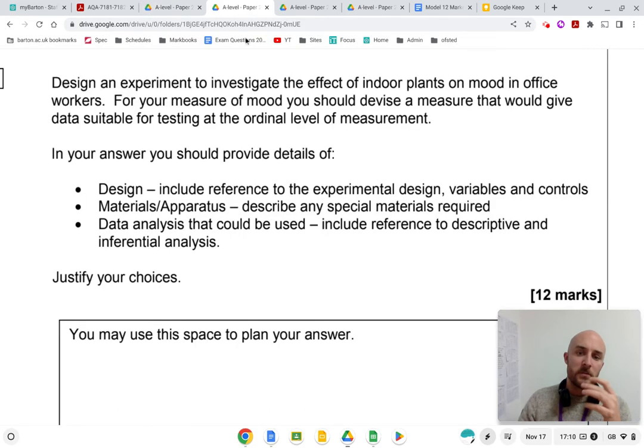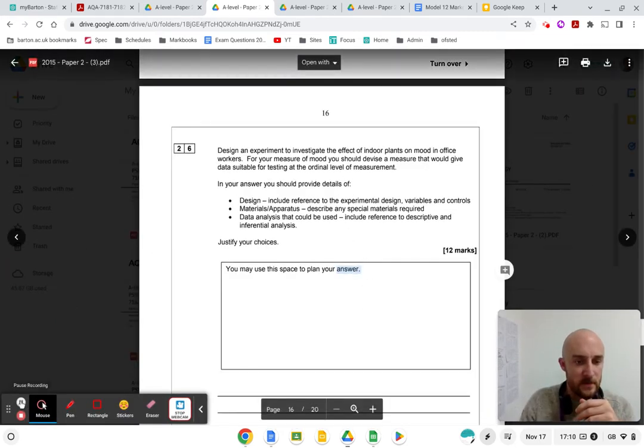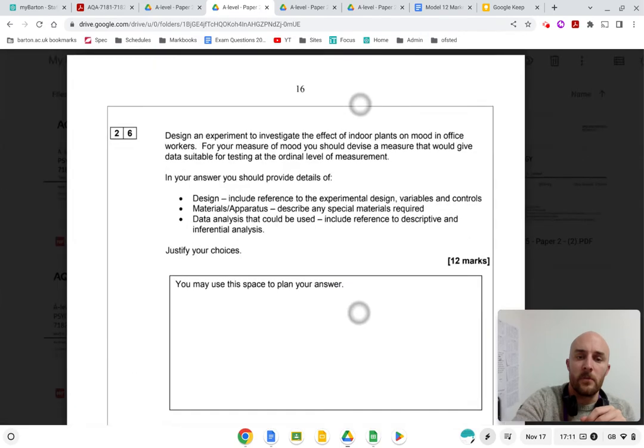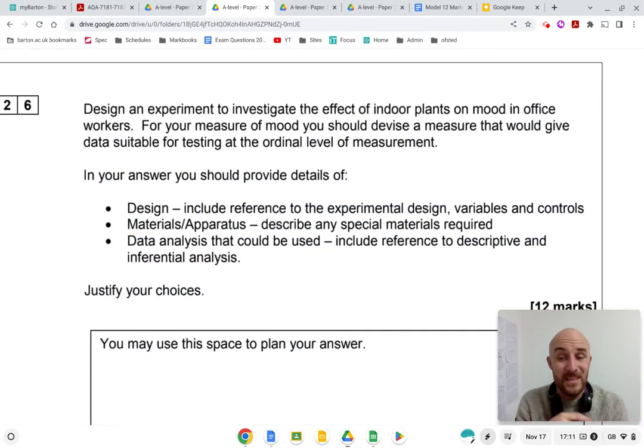If I then go to this one just here, if you just give me 1 second, I'm just going to pause it. So this one just here is quite a good one to use. This one's actually an experiment. So it clearly says here, design an experiment to investigate the effect of indoor plants. So that's essentially your IV on mood, which is your DV, in office workers.